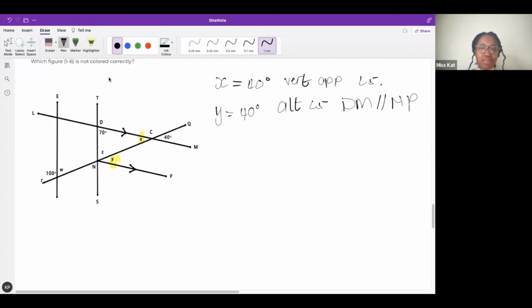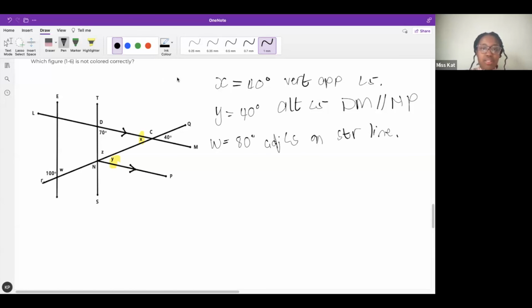W and Z. W is 80. How did we get it? Here we go. Angles adjacent, angles on a straight line. And the last one quickly.